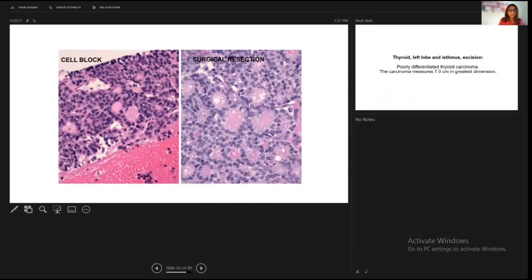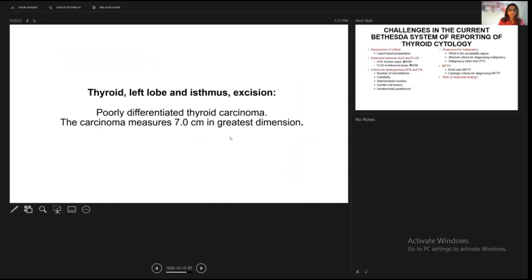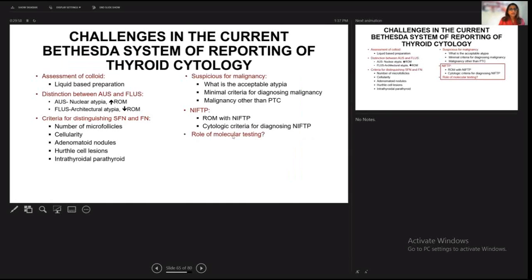And then the surgical resection was done. As you can see, it really matches our cell block cytology, showing a nice arrangement of these almost acinar structures with very round, dark nuclei and small nucleoli. So this was a poorly differentiated thyroid carcinoma. It's a pretty big tumor, about 7 centimeters. So with this one, that covers the categories.